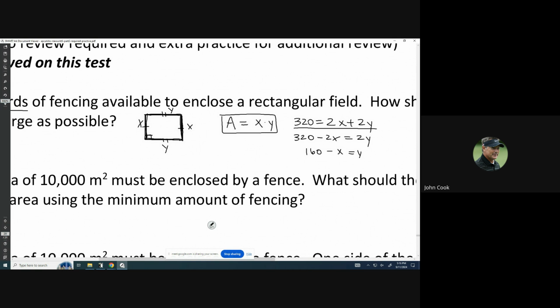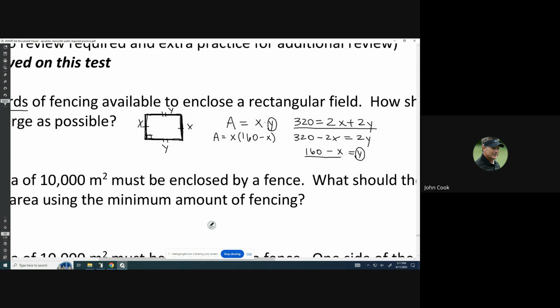Then what I would do is use this area formula over here, and that's what I would substitute into. We have a y right here. It's the same y as this one, so that means I can replace it with this equation. That would be my next step. Area is equal to x times parentheses 160 minus x.